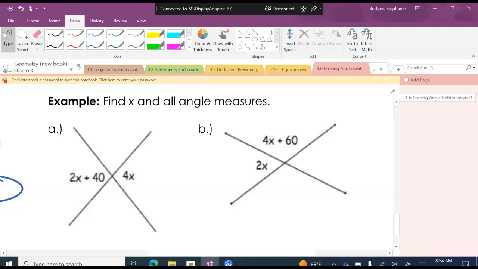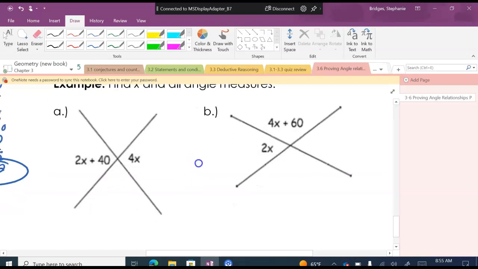So this is kind of what you look for in a picture, especially when you're dealing with angles. Are they congruent because they're vertical? Are they supplementary because they give you a straight line? Are they complementary because they give you a right angle? You have to be able to look at the picture and identify what angle pairs they are. But you just told me they were vertical, which means they are congruent.